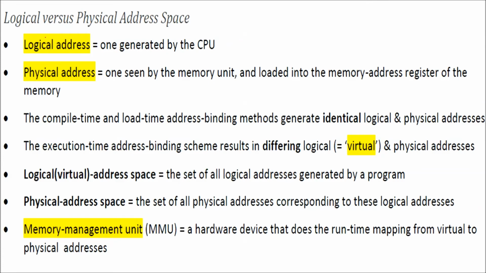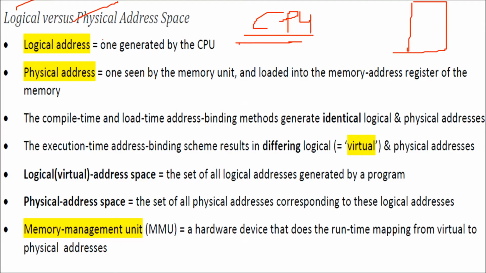So what is the difference between a logical versus physical address space? Please understand it very carefully. You have a CPU and you have a memory. What the CPU generates or uses is the logical address, which is not actually the memory address. But the memory unit sees another address, the physical address, which is actually going to be placed in the memory address register for actual addressing.